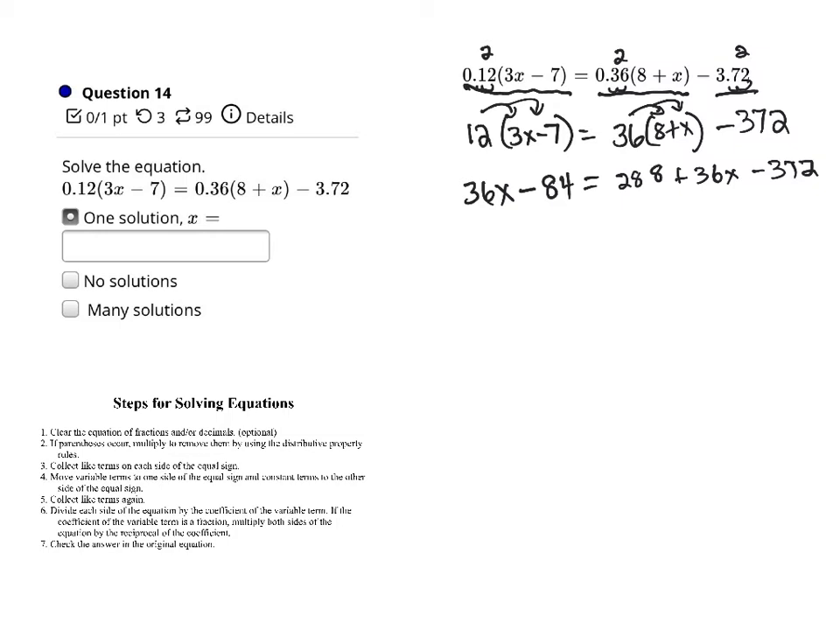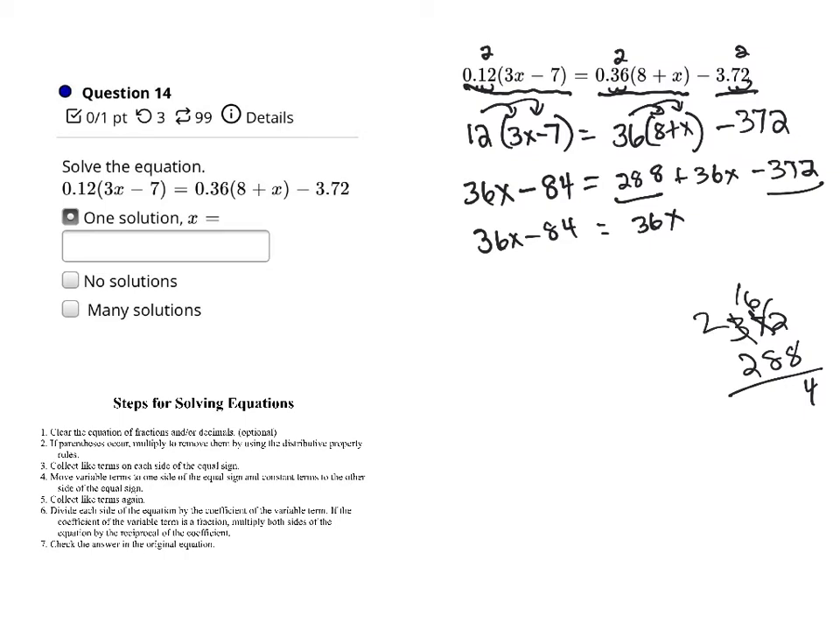So now I want to collect like terms. I have 36x minus 84. This 288 and this negative 372, I can combine those. I'm going to bring down my 36x. 288 minus 372, signs are different, so I'm going to subtract. I'm going to do a little borrowing here. Use your calculator. 12 minus 8 is 4. Borrow here. So I get a negative 84.